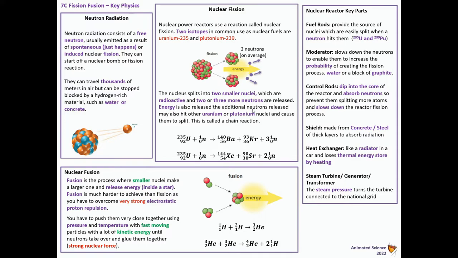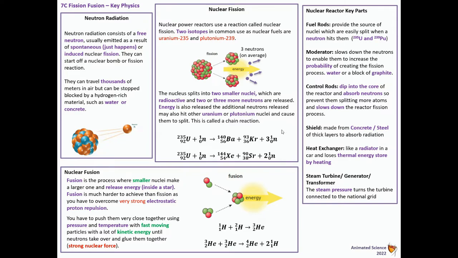And energy is also released, and the additional neutrons that are released may hit uranium or plutonium nuclei further in the fuel rod in a nuclear reactor and cause them to split. And we call that a chain reaction. So these atoms are splitting, they're releasing energy, and the energy is in the form of kinetic energy. The neutrons slow down and they give up their kinetic energy into a thermal energy store.